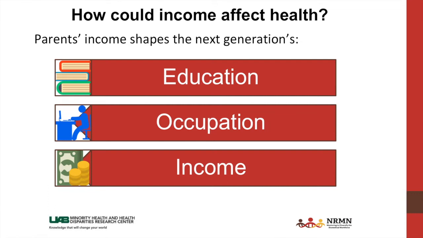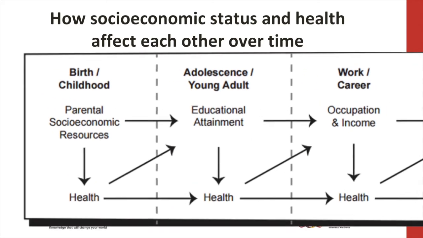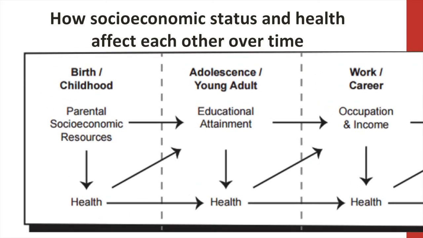So how does poverty impact health? Poverty could impact health. Even parents' income can shape the next generation's level of education, kind of occupation, and income. If we look at this framework and take an example of how socioeconomic status and health affect each other over time: if a child is born to low-income parents, this will affect the prenatal care and the postnatal care, and this child may not be as healthy as a child born to well-to-do parents.